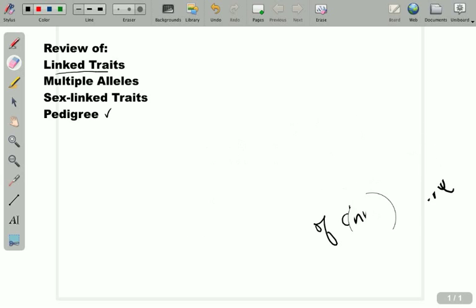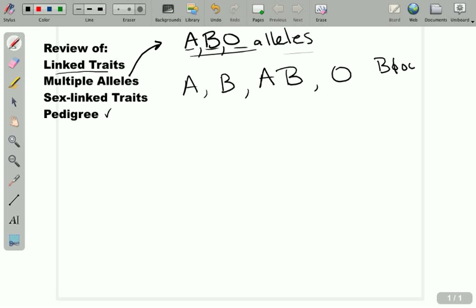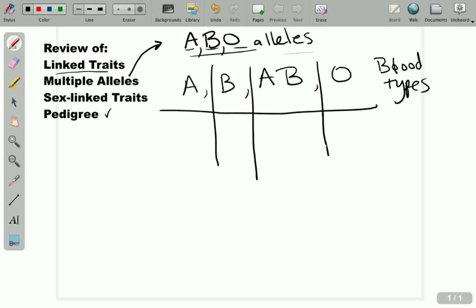Multiple alleles. We said that there are certain traits that have multiple alleles. Our famous example is the ABO alleles in blood types. Remember, you have three different alleles, and you can have four different blood types: A, B, AB, and O. These are blood types. And then under that, we could ask, what genotype can you be? So these are genotypes over here.